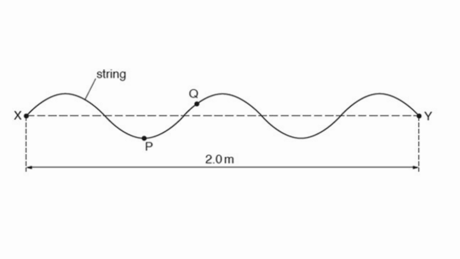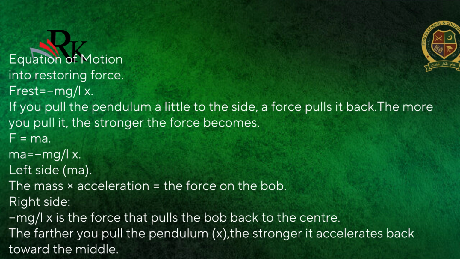Now students, if the angle is very small, we can use a mathematical approximation. Here x is the horizontal displacement and L is the length of the string. Equation of motion: the restoring force. F rest equals minus mg over L into x. If you pull the pendulum a little to the side, a force pulls it back. The more you pull it, the stronger the force becomes.